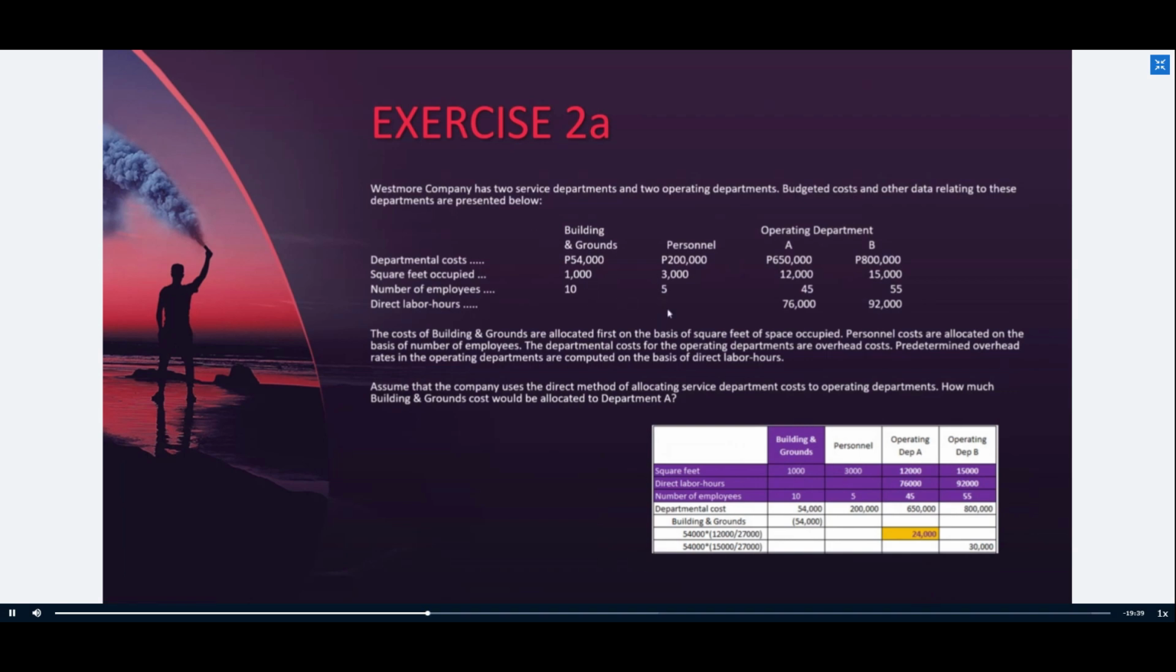Ilan naman yung employees? So we have 10, 5, 45, and 55, no? Respectively. And direct labor hours. So walang direct labor hours kay building and grounds and kay personal office kasi these are service departments, no? Therefore, ang direct labor hours dun lang sa operations. So direct labor hours ni operating department A, 76,000, and then 92,000 for operating department B. Okay?